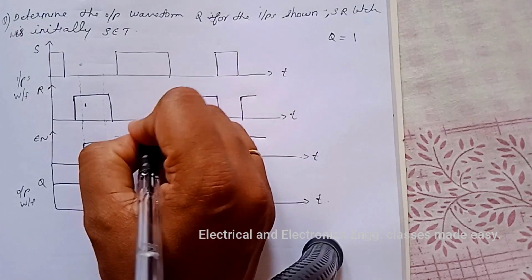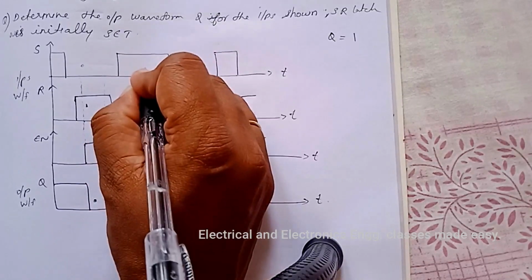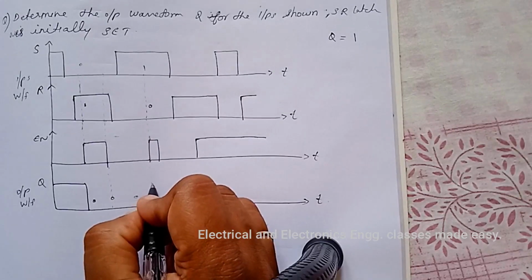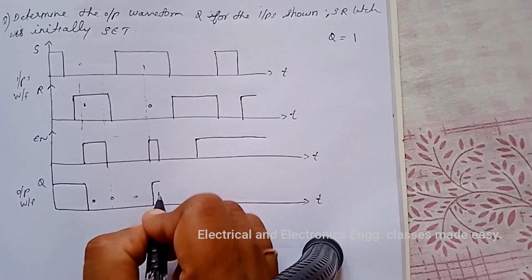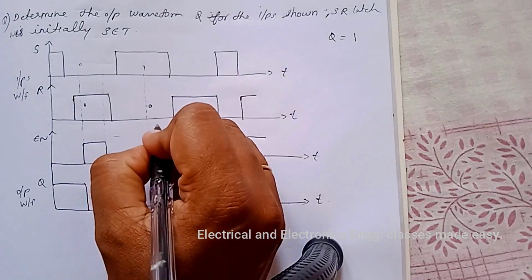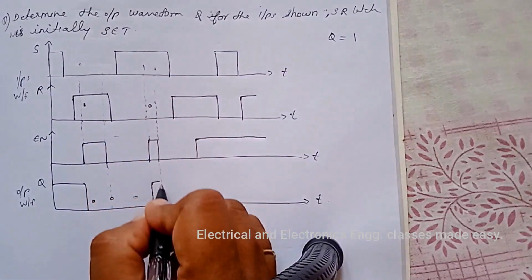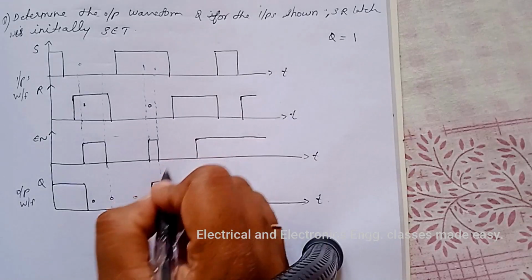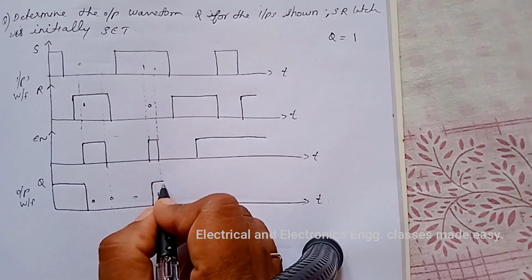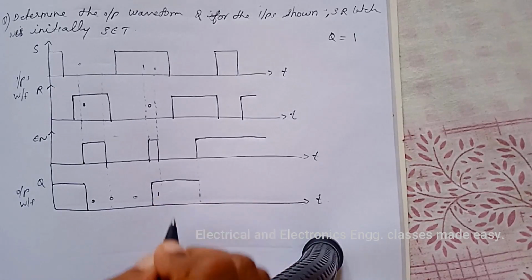So at this point the inputs are 1 and 0. So here the inputs are 1 and 0. That means the output will be 1, that is set. That is 1 here. And at this point also the inputs are 1 and 0. So here also this is 1, and here when the enable input is low, it is in the previous state. So up to this point the output is high.